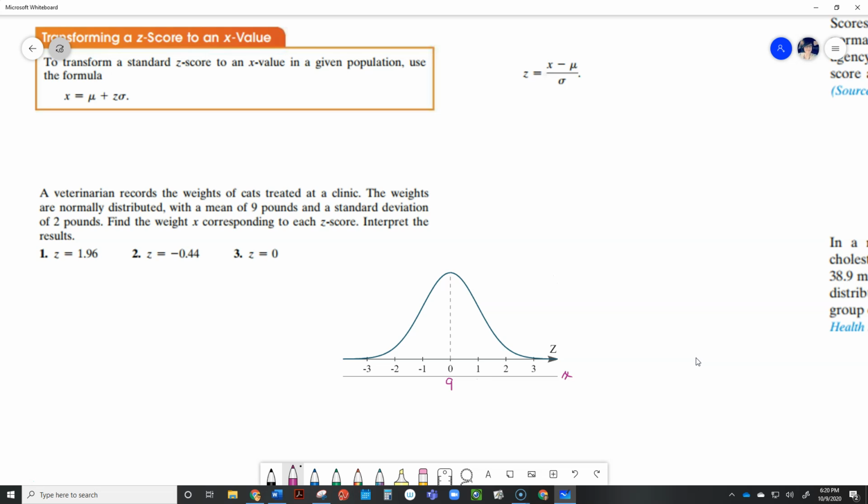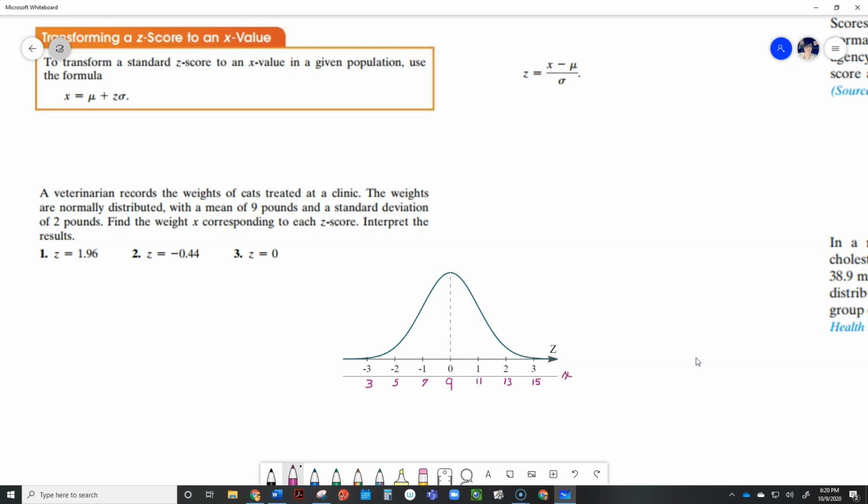So one standard deviation away, we're going to be at 11 pounds. 2 standard deviations away, we're going to be at 13 pounds. 3 standard deviations away, we're going to be at 15 pounds. 1 standard deviation on the light side would be 7 pounds. This would be 5 pounds, and this would be 3 pounds. So there's the x values for each one of those.